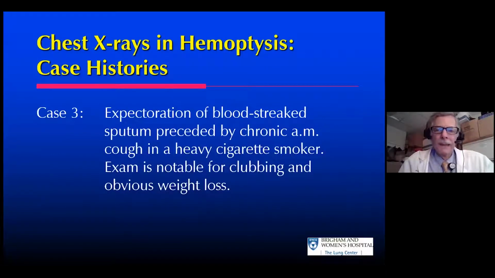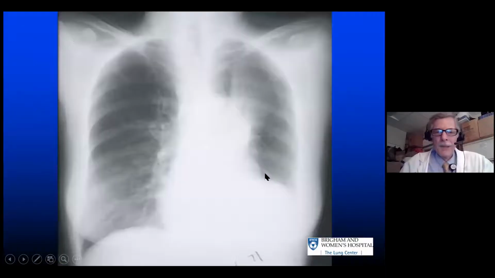example, this is a heavy cigarette smoker with blood-streaked sputum, and he or she has had a chronic early morning cough. You notice clubbing. He or she has lost a significant amount of weight. You can see it in the way the skin hangs from their body. And you're thinking, well, let's look.